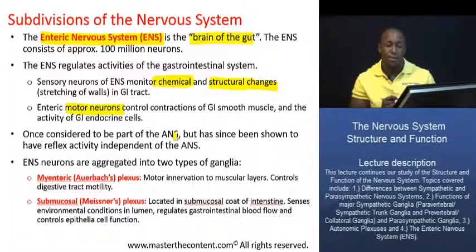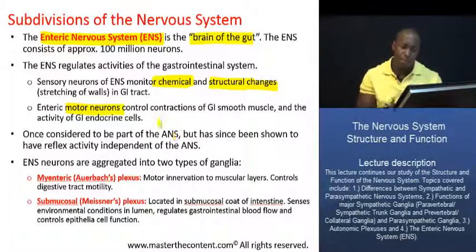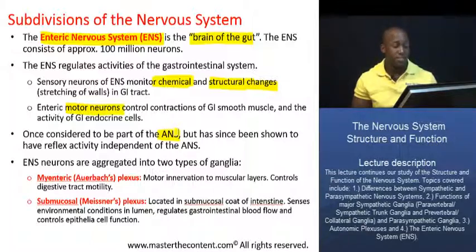Now, like I said, the enteric nervous system was previously considered to be part of the peripheral nervous system, more specifically the autonomic nervous system, but it has since been shown to have reflex activity that's independent and separate from the peripheral nervous system.